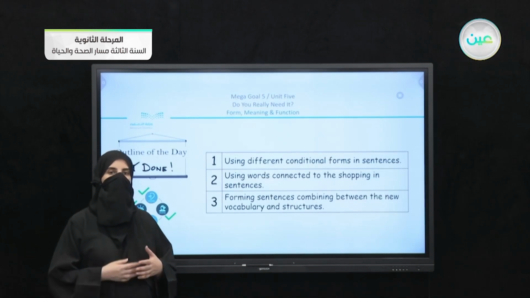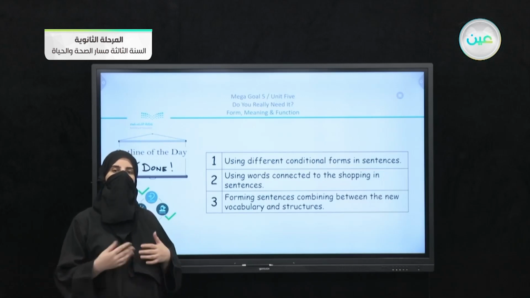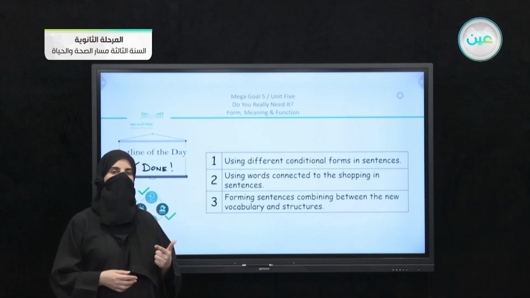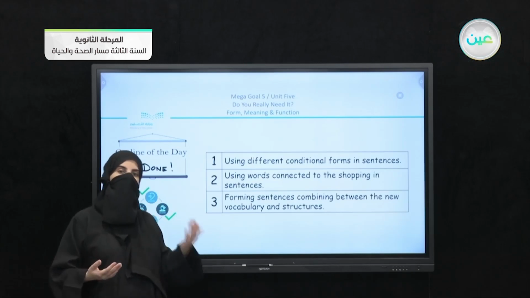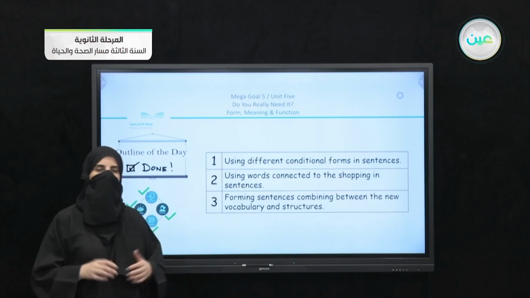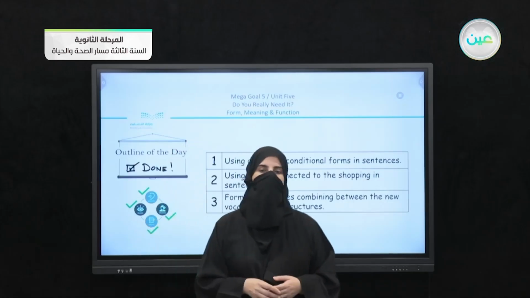Now you can see from the lesson that we have here the form, meaning, and function. We dealt with meaning, and we have here the form and function dealing with the if conditionals, and we know that we have zero conditional sentences, we have first conditional sentences, we know when to use when or unless with these sentences, and when can we use also may and might in the sentence. So as an outline for our lesson, we did learn to use different conditional forms in sentences. We also connected words to shopping in general in sentences. And we formed sentences combining the new vocabulary and structures, which you are going to do and we are going to apply together in our project in the next lesson, inshallah. So be ready.